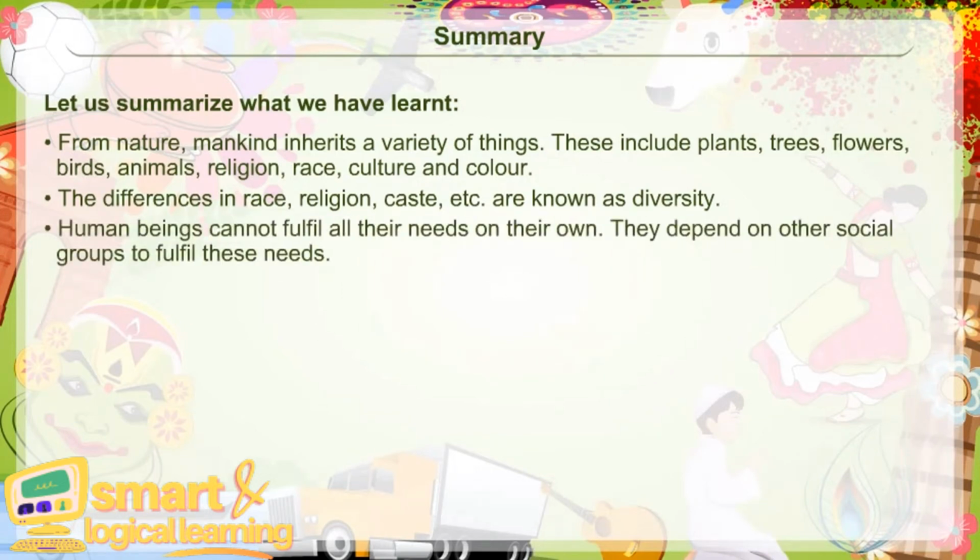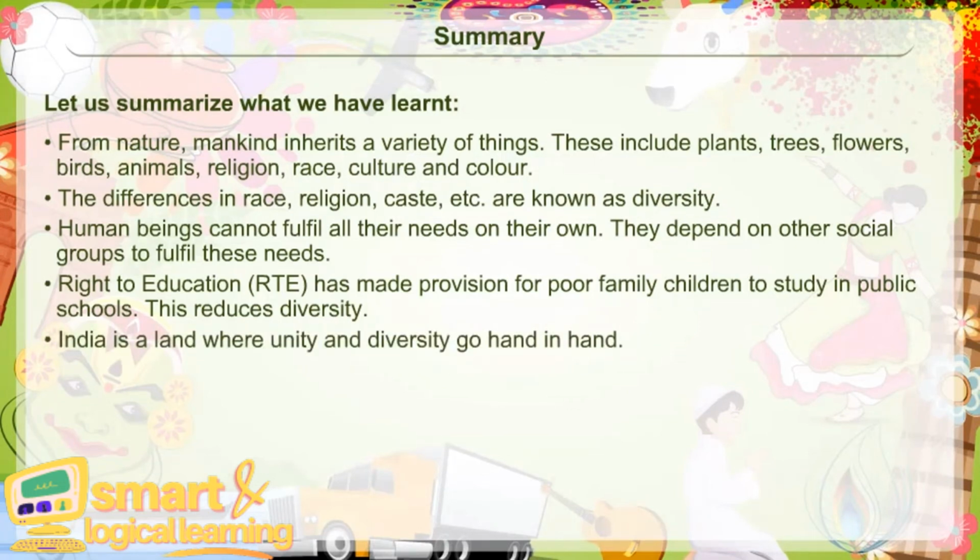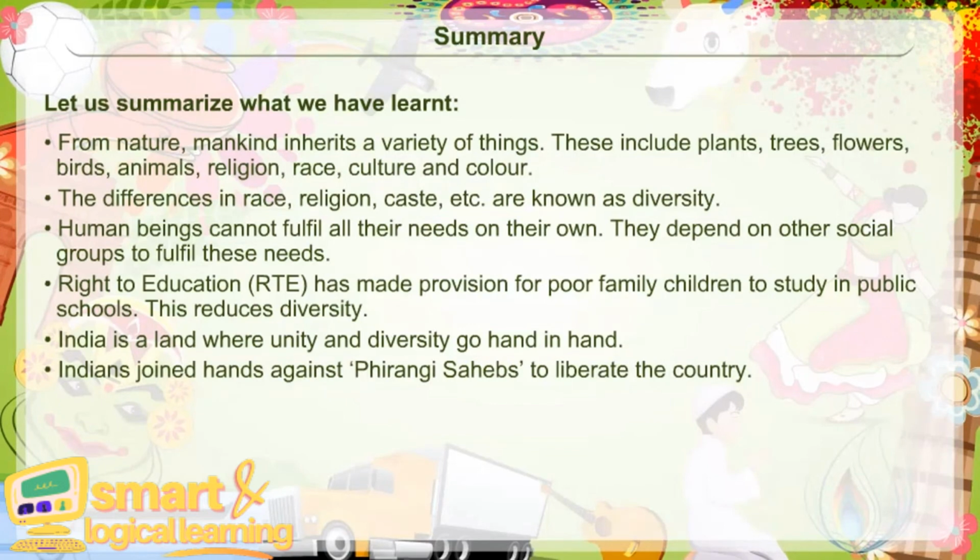Human beings cannot fulfill all their needs on their own. They depend on other social groups to fulfill these needs. Right to Education, or RTE, has made provision for children of poor families to study in public schools. This reduces diversity. India is a land where unity and diversity go hand in hand. Indians joined hands against the Firangi Sahibs to liberate the country.